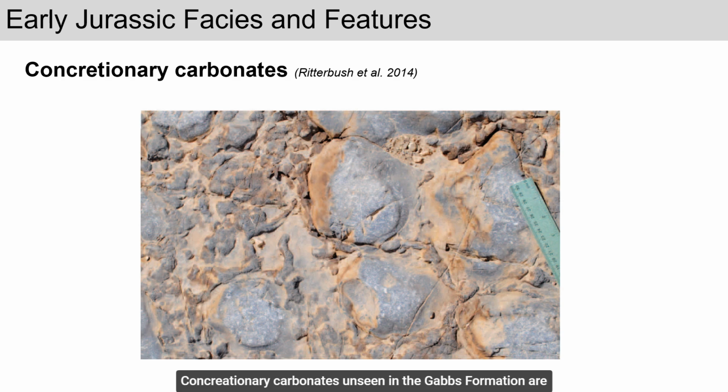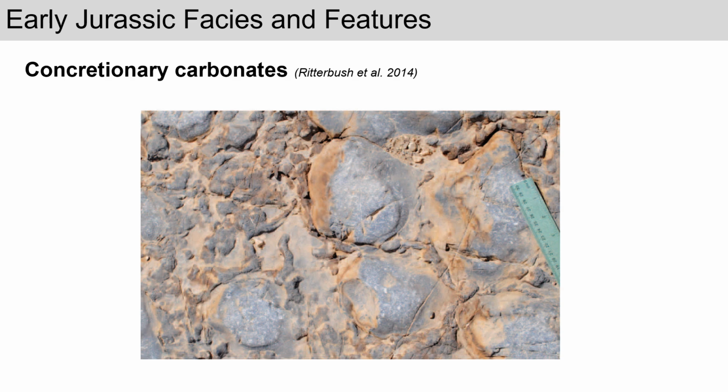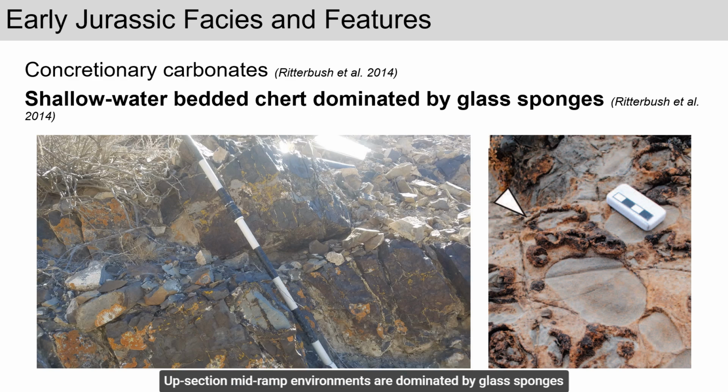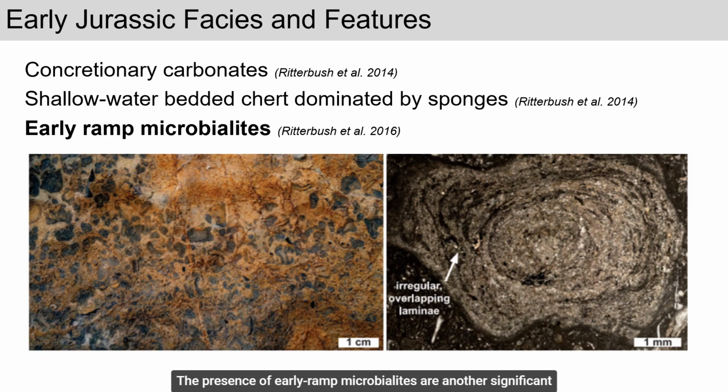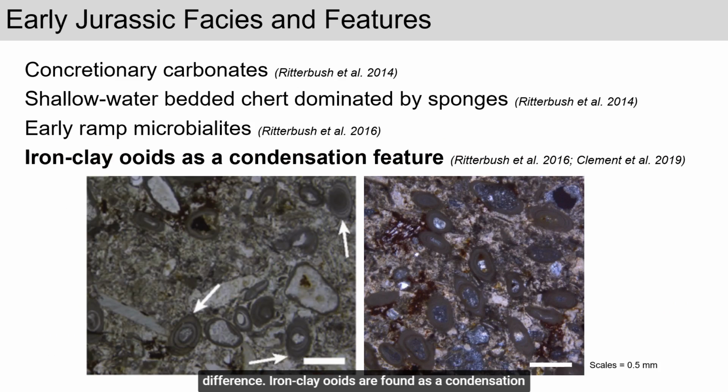Concretionary carbonates unseen in the Gabbs Formation are found almost immediately after the TJ boundary. Upsection, mid-ramp environments are dominated by glass sponges forming bedded chert deposits. The presence of early ramp microbialites is another significant difference. Iron clay ooids are found as a condensation feature in the early Jurassic, indicating a different geochemical environment than what produced the late Triassic Gabbs Formation carbonate ramp.